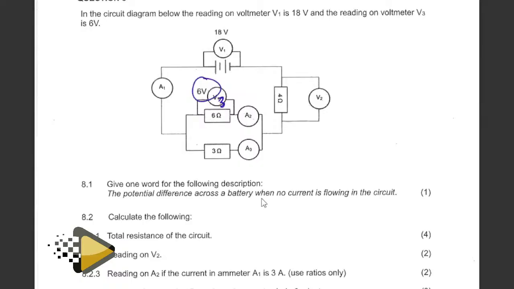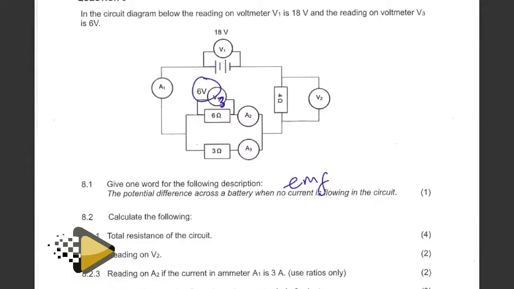Then they want us to give one word for the following description: the potential difference across a battery when no current is flowing. That potential difference is what we call the EMF of the battery. Then calculate the total resistance of the circuit.